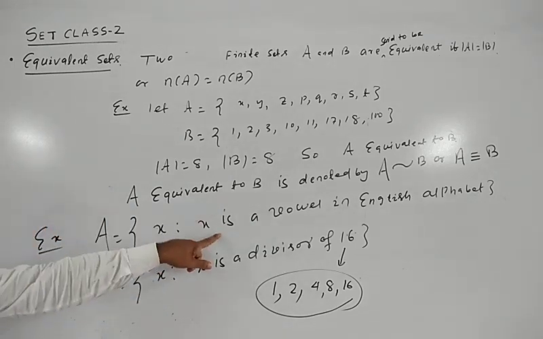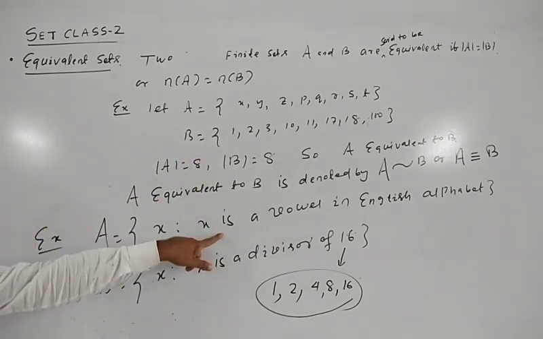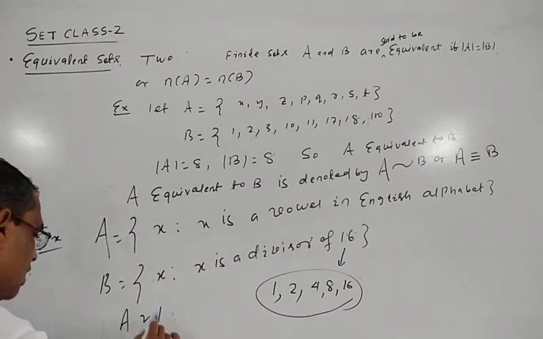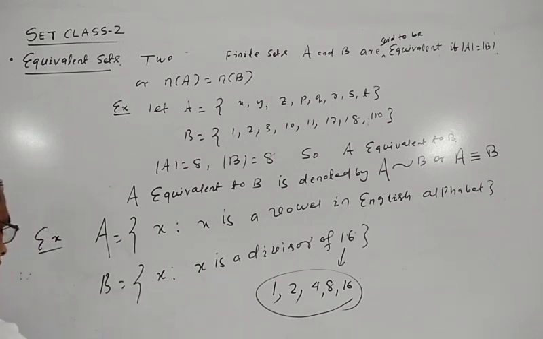How many vowels are there in the English alphabet? 5 vowels. So here the number of elements is 5. Here also the number of elements is 5. So here A is equivalent to B. So these two sets are equivalent. Okay.